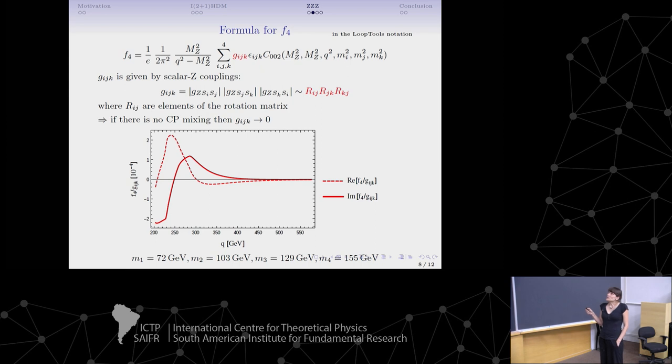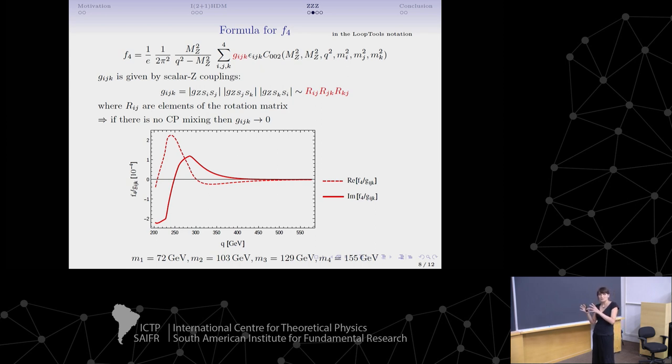The important part here is that we have this contribution from the loops, but we also have this factor, which I call G here. This factor is related to the couplings of those inert scalars to Z. And if we have no CP mixing, or if that mixing is really, really small, we expect the CP violation to be small, and that's what we see, because those couplings depend basically on the elements of the rotation matrix.